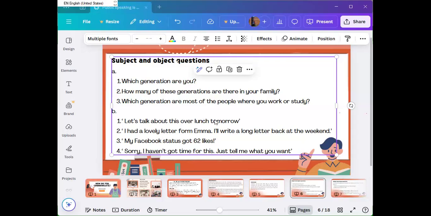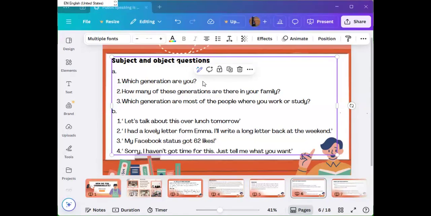But if they understand, if they accept, they will be the leader. So maybe 3 generations will be in your family. So maybe you already know the answer for number 1. What generation are you? Please remember your answer. So number 2, how many of these generations are in your family? Please remember your answer.